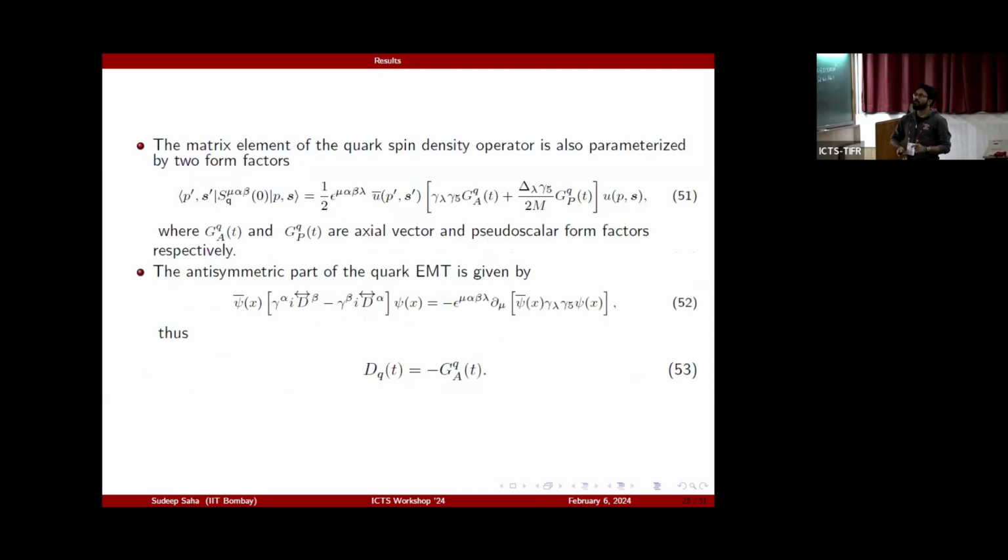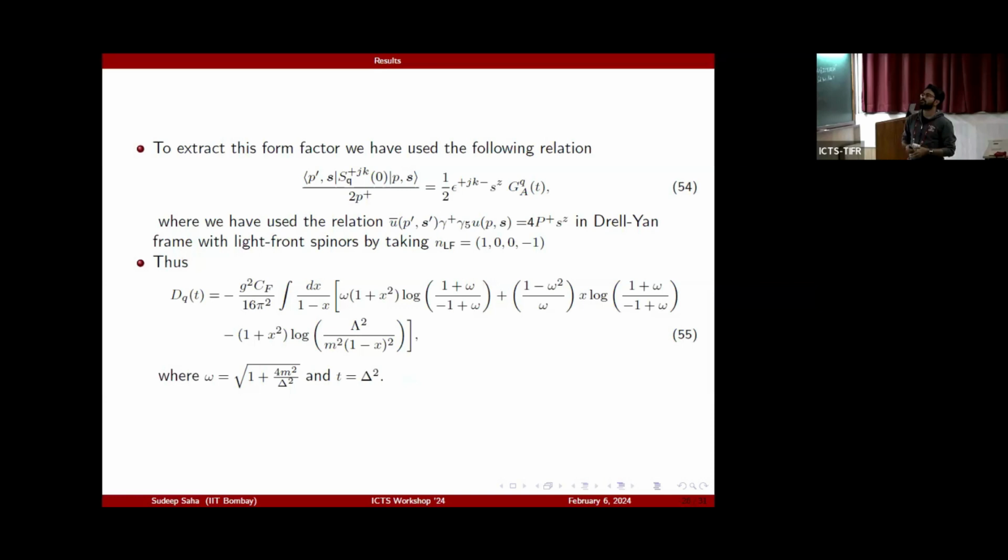And we can parameterize the matrix element of the quark spin density in terms of the axial vector and the pseudo-scalar vector. So the form factor related to the antisymmetric part of the energy momentum tensor is the axial vector form factor. And we have used this relation to extract this form factor, and this is the result.